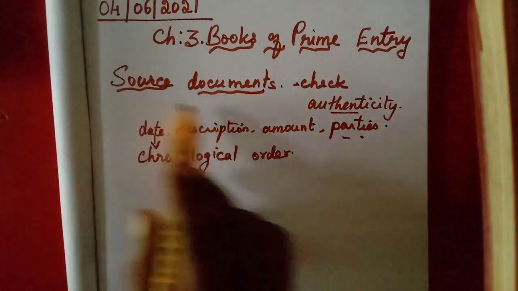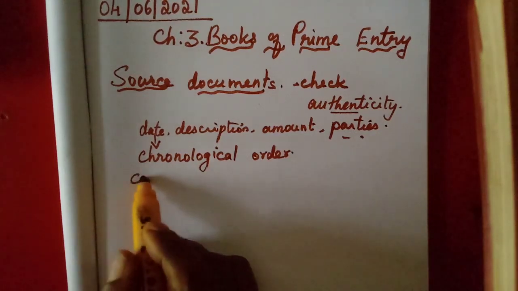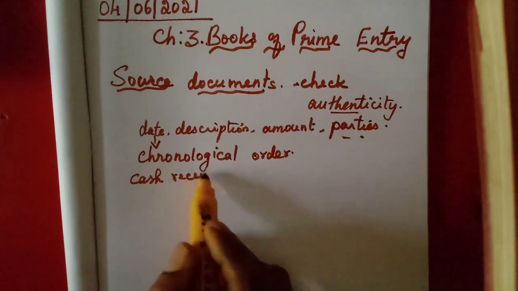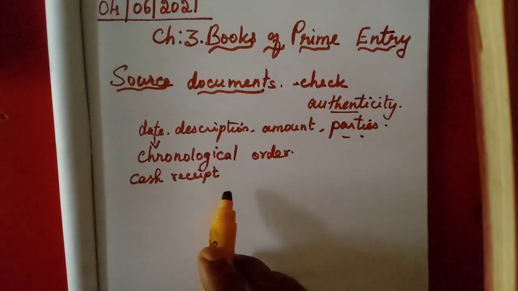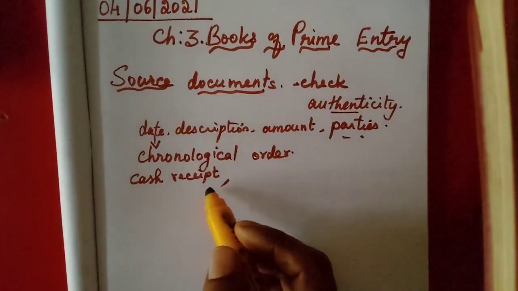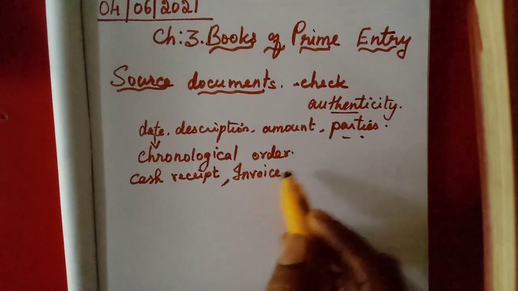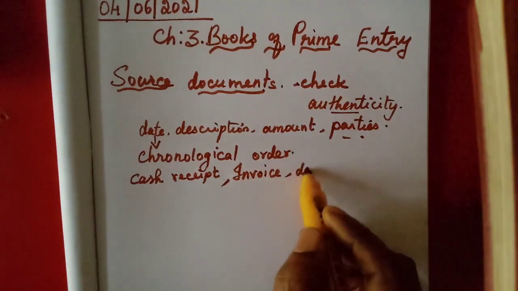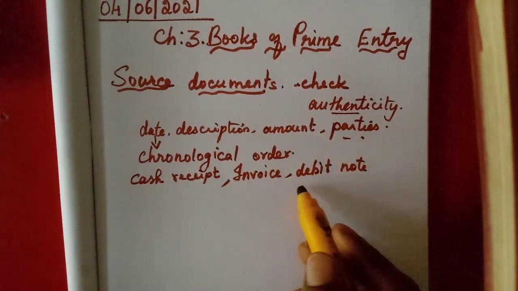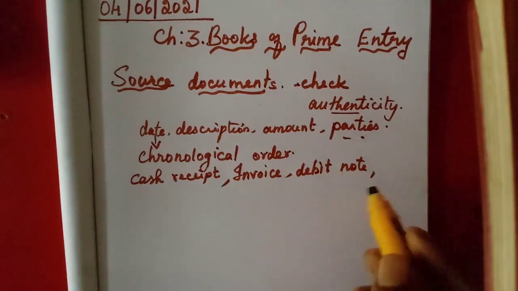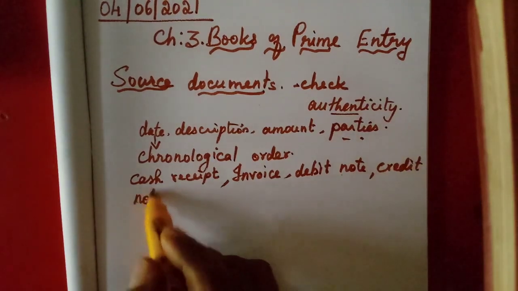Now we can say what some examples of these source documents are. Mainly cash receipt, which is for the cash purchases and cash sales. Then for credit purchases and credit sales, invoice. If we purchase some goods and return them, we will prepare a debit note. And if our customers return goods to us, we have to prepare the credit note.